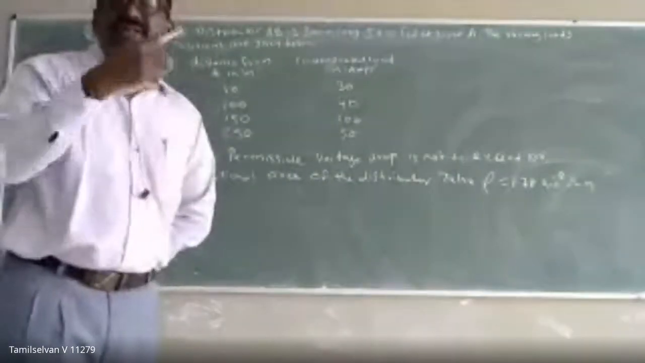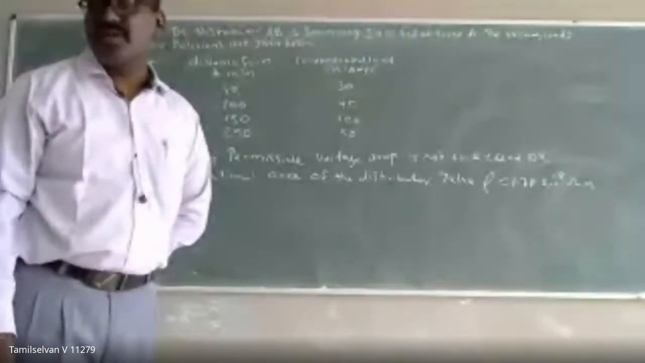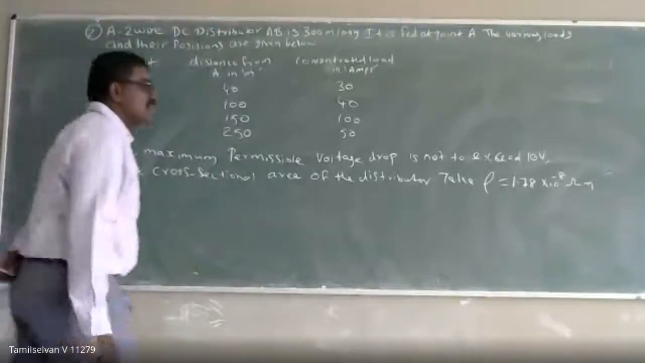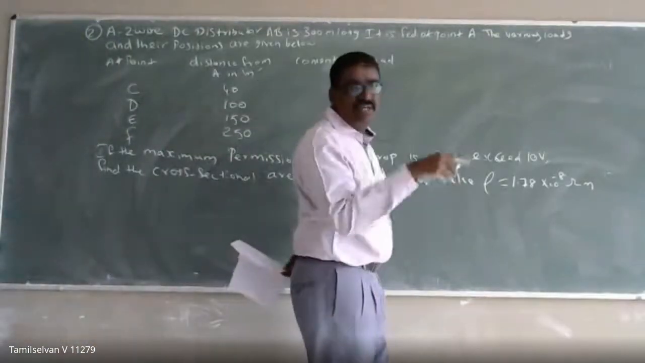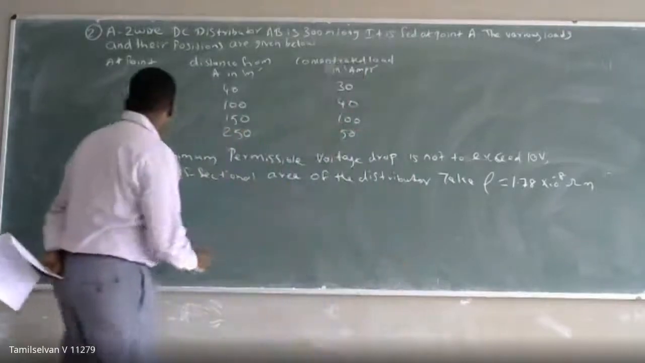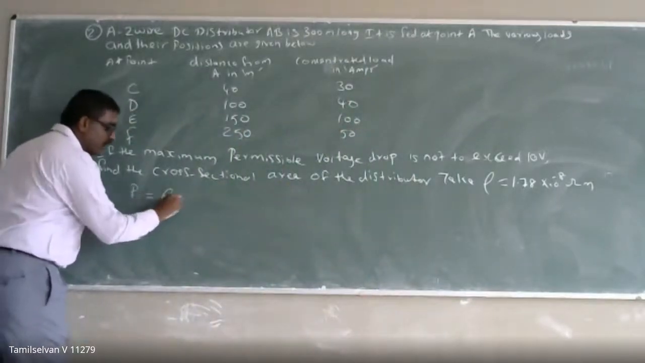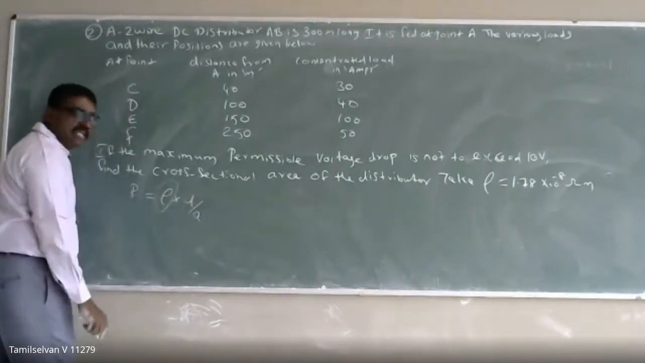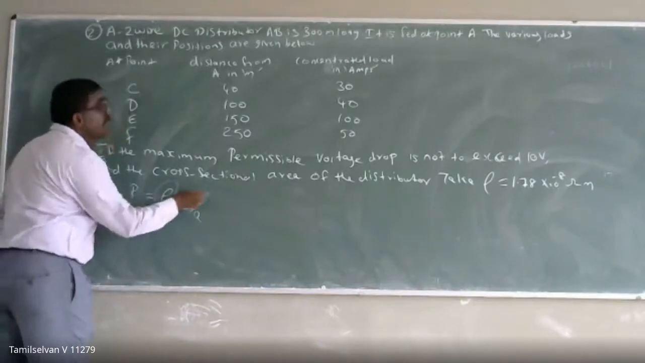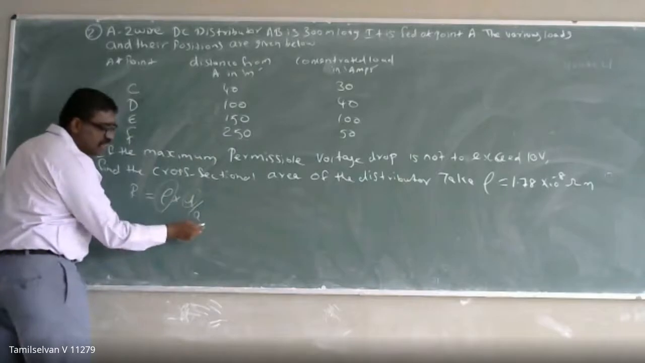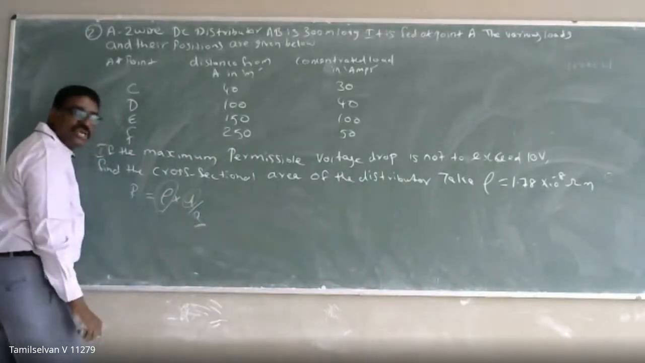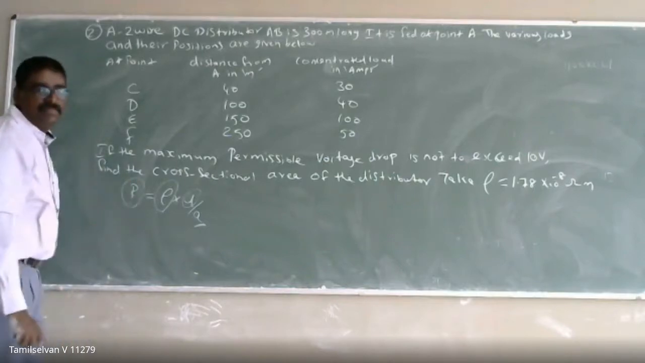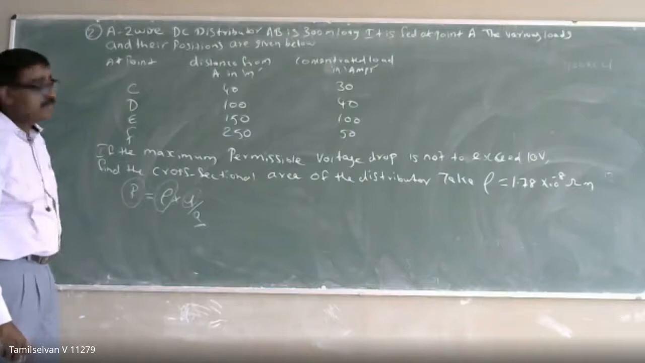We have to calculate the cross-sectional area of the distributor conductor. Remember, they have given the resistivity, because the resistance of the material R is equal to rho into L by A. Rho, the specific resistivity, is given, and the length of the distributor is 300 meters. But we don't know the resistance of the distributor.